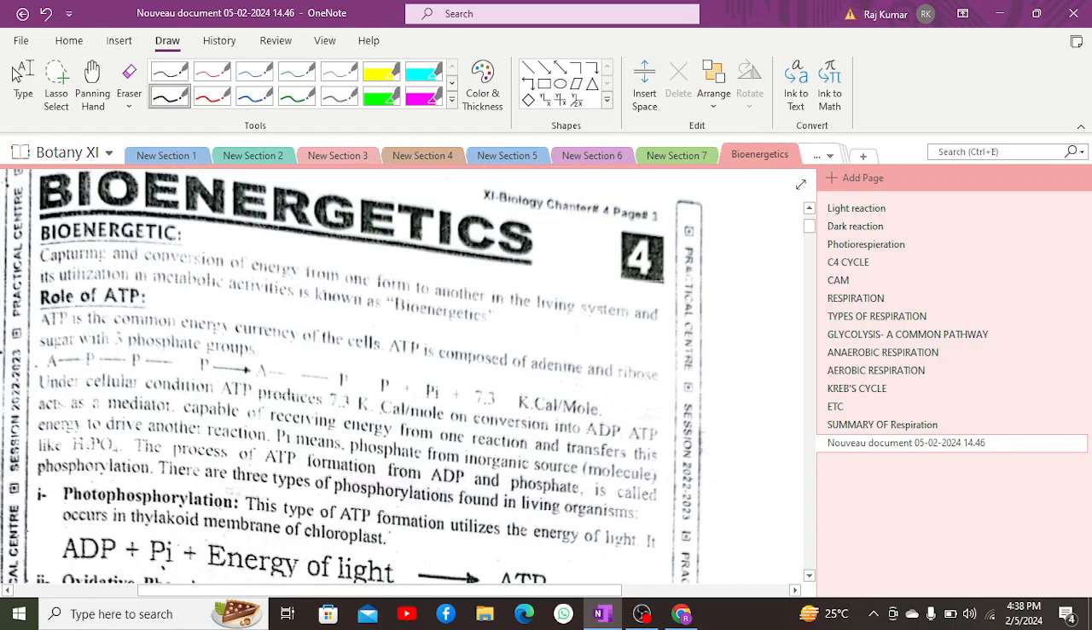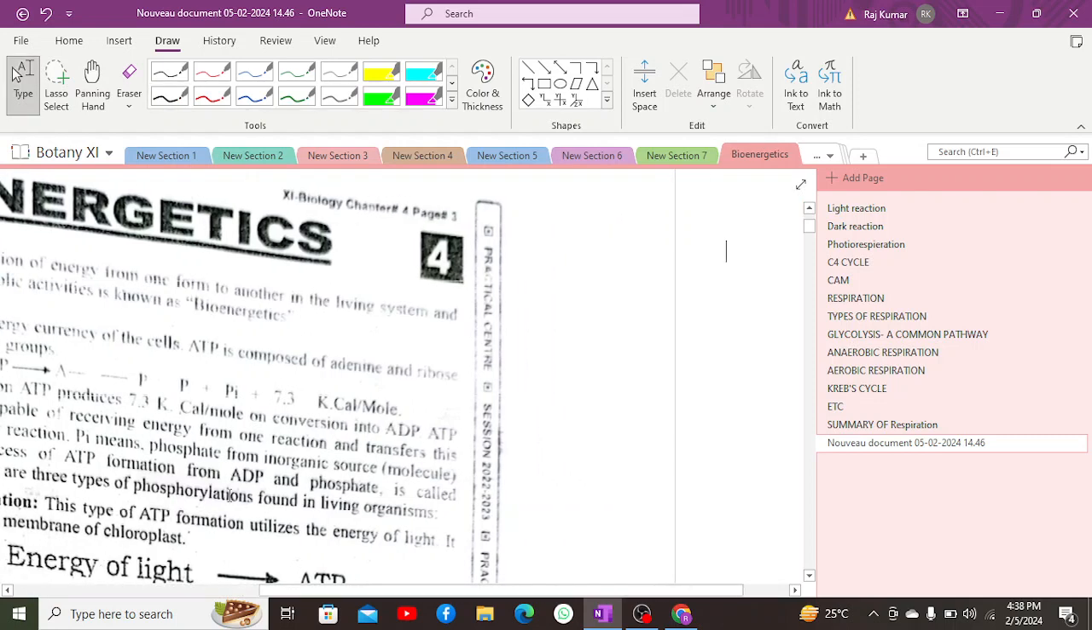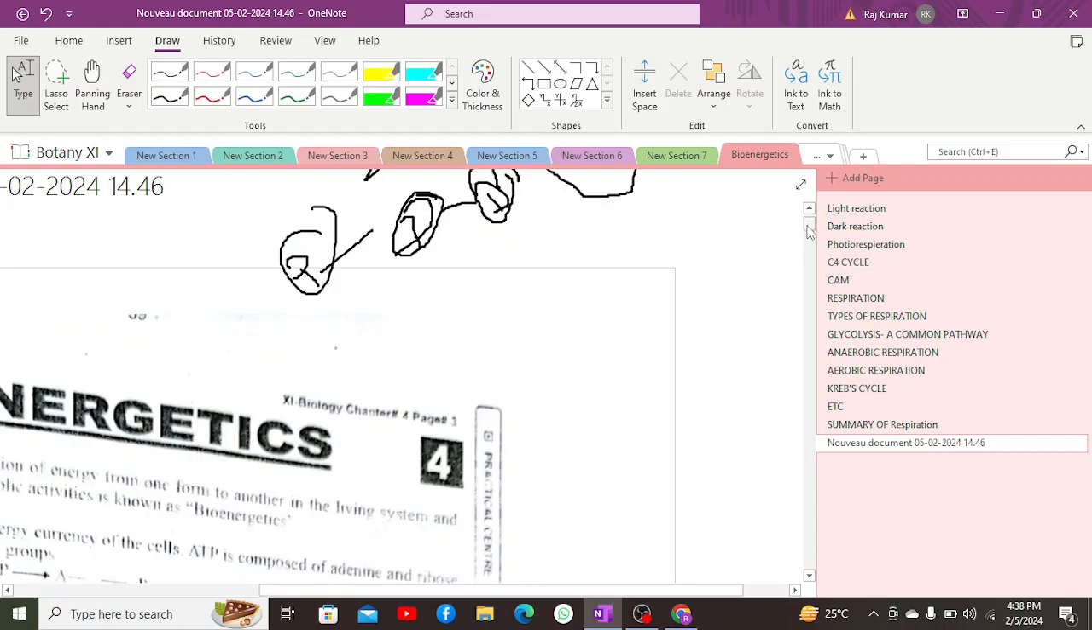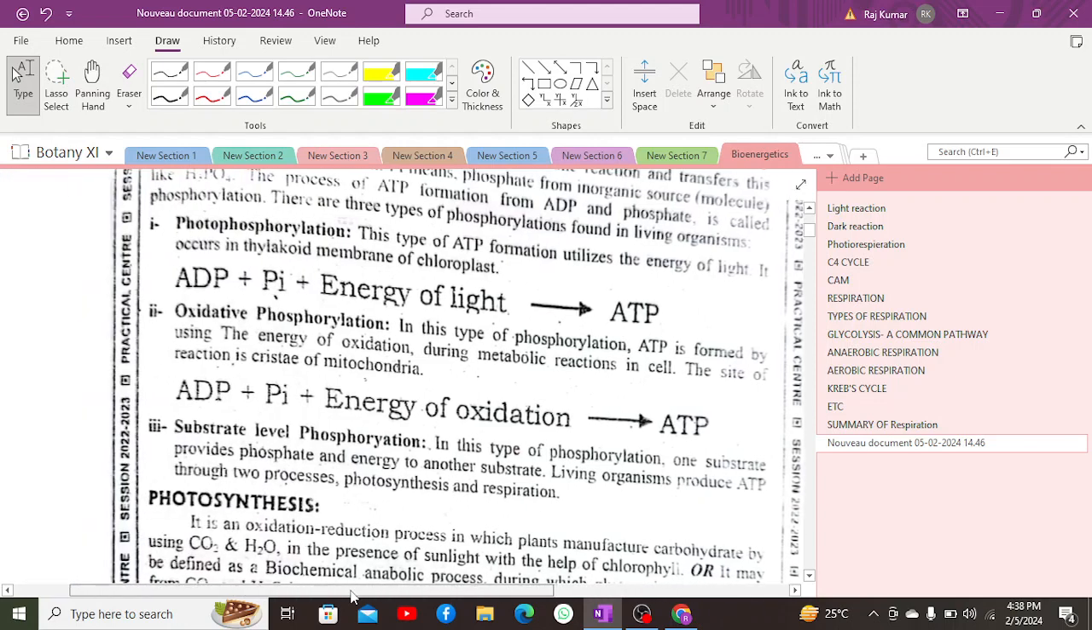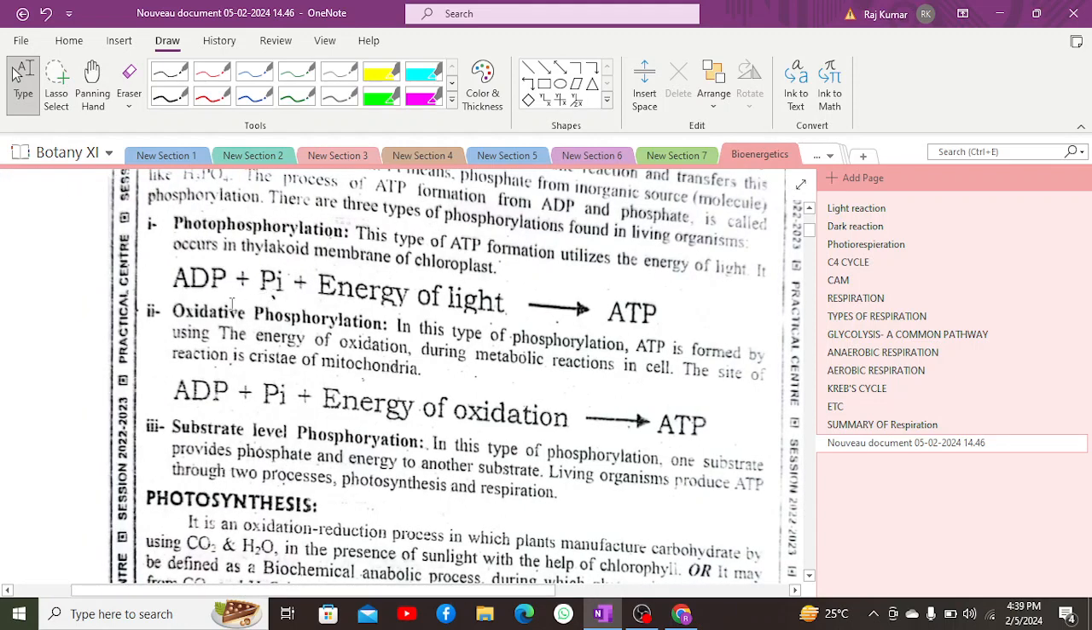And the process of ATP formation from ADP and phosphate is called phosphorylation. There are three types of phosphorylation occurring in living organisms, among which the first is photophosphorylation. Photophosphorylation is a process in which ADP is converted into ATP by the addition of an inorganic phosphate through utilization of the energy of sunlight.